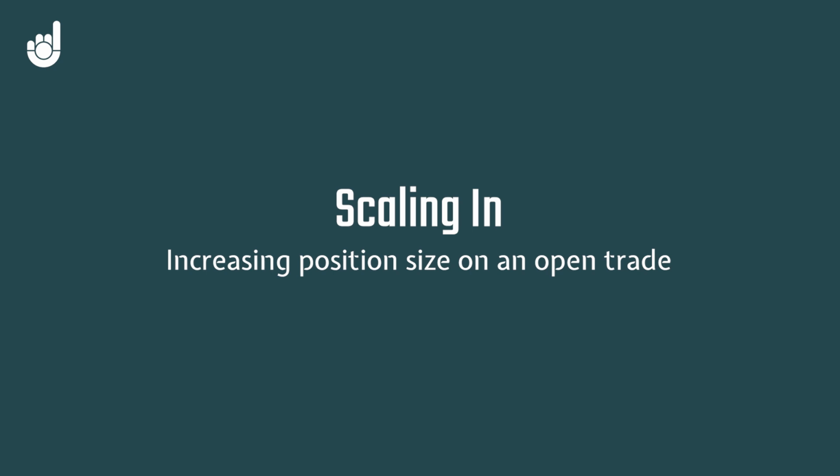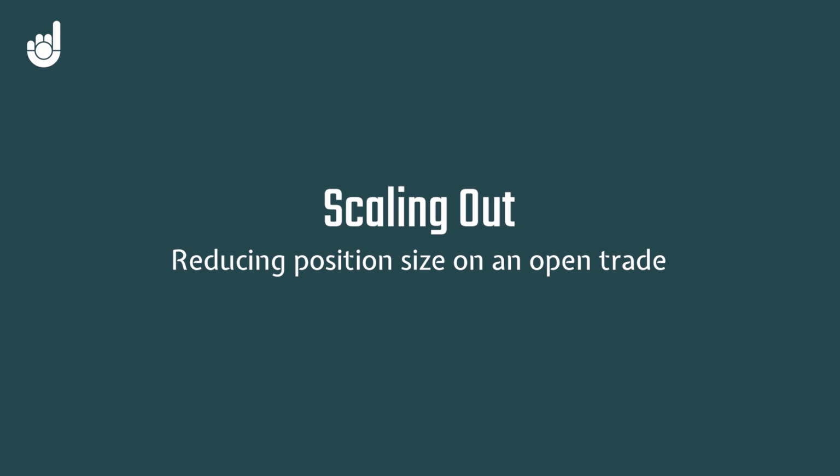In simple terms, scaling in just means increasing your position size on a trade that you've already got open, whereas scaling out is the opposite. You're reducing the position size. So with all else being equal, this means you're either increasing or decreasing the amount that you have at risk. But there are ways that you can scale in or out without changing the amount at risk by doing things like adjusting the position of your stop loss, things like that, but that's something we'll go through in a separate video.